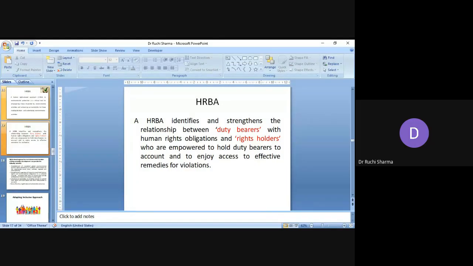So when we are talking about the human rights based approach, it identifies and strengthens the relationship between duty bearers, meaning the people who are responsible for implementing the law and order in the society, as well as the human rights obligations, and right holders, those who have the rights with them and who are empowered to hold duty bearers to account and to enjoy access to effective remedies for violations.